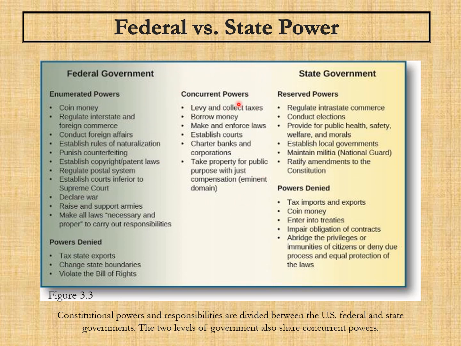Concurrent powers means that both the federal and state government share those powers. So both the federal and state government can levy and collect taxes. They can establish courts. They can take property, known as eminent domain. So constitutional powers and responsibilities are divided between the U.S. federal and state government. The two levels of government also share those concurrent powers.